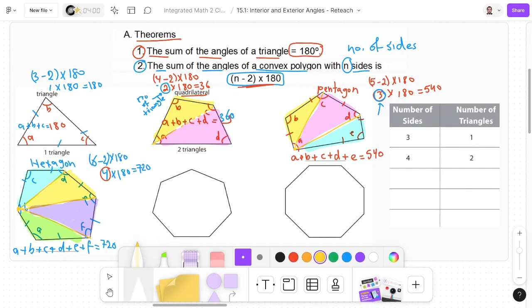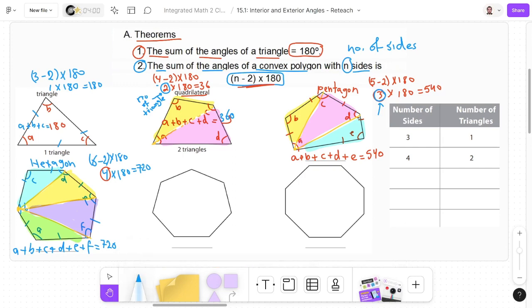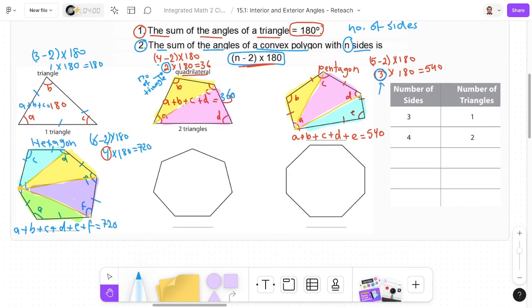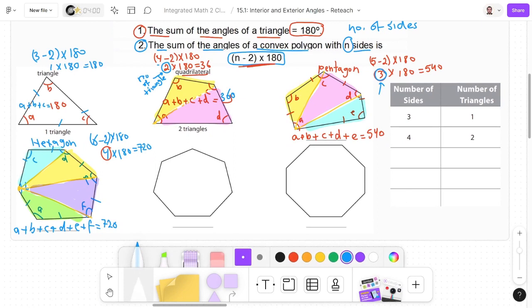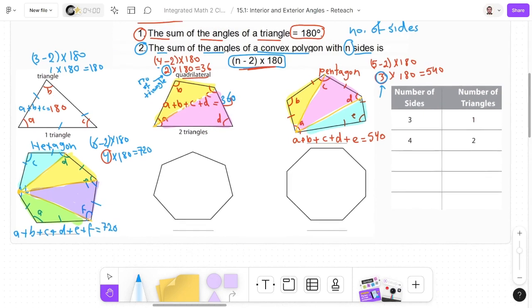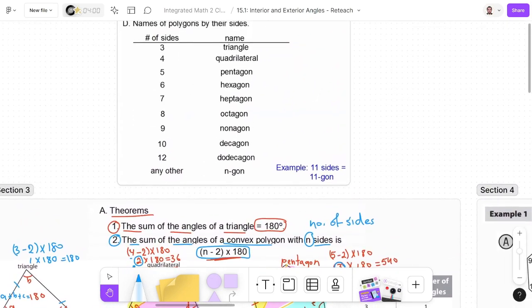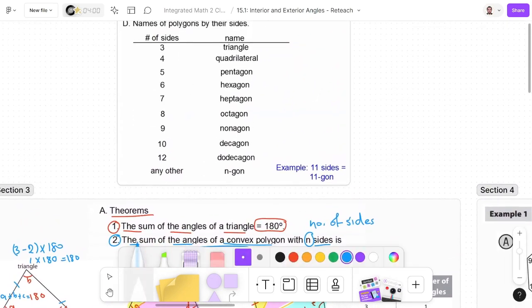But let's find the answer for the last two polygons. So I just made a table that summarizes all the shapes. If we go up here, look at this one. So as you can see here, this is the number of sides. So if we have three sides, it is a triangle. Four sides, quadrilateral. Five, pentagon. Six, hexagon. Seven, heptagon.